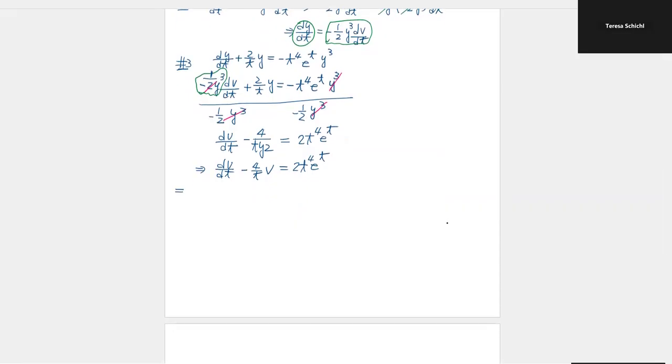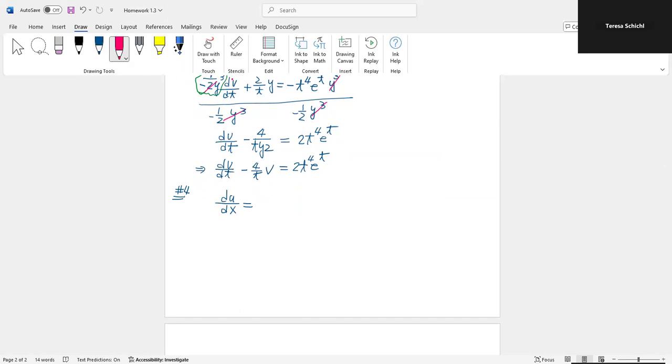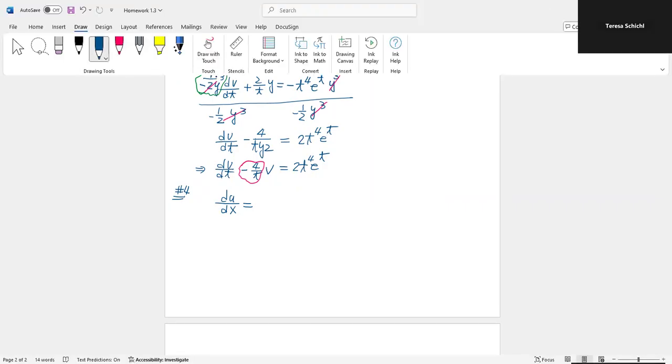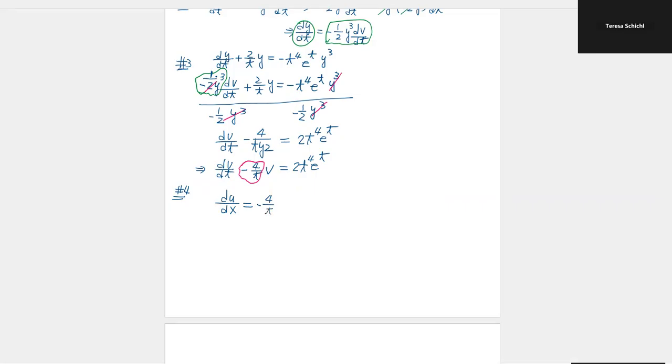So remember the next step here: we need to find the integrating factor. How do I find the integrating factor? I define du/dt equal to my P(t), the new P(t) for the v equation. So it will be negative 4 over t times u. What do we want to do? We want to solve for u.